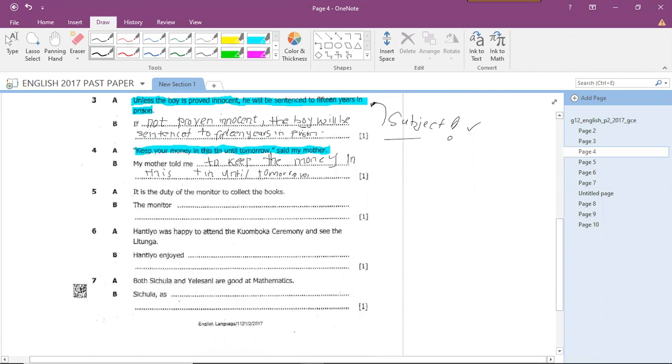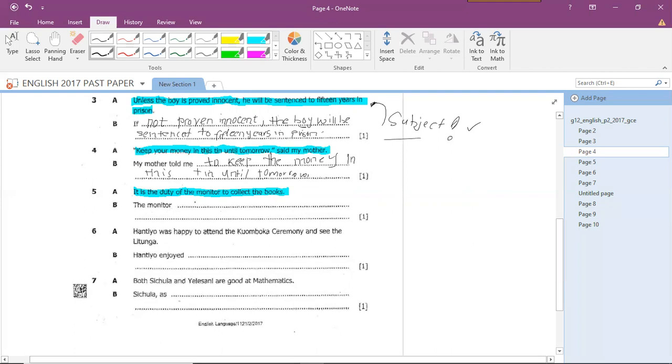So let's try and attempt question 5. So question 5 says, it is the duty of the monitor to collect the books. So our subject is the monitor, and at least the first sentence has been recognized. They have put our subject there, so the monitor. So for us to transform this sentence, it is the duty of the monitor to collect the books.